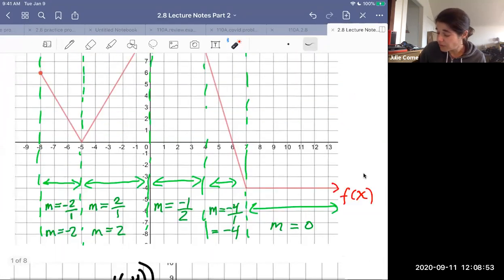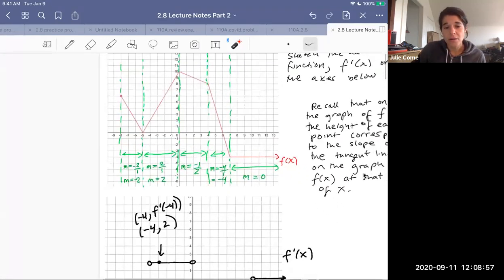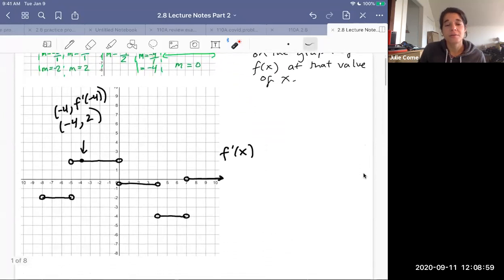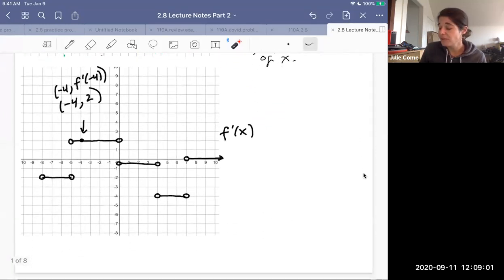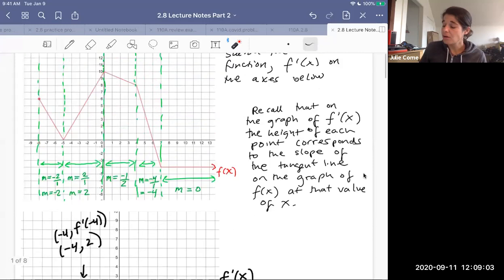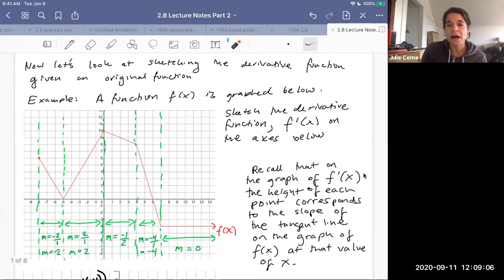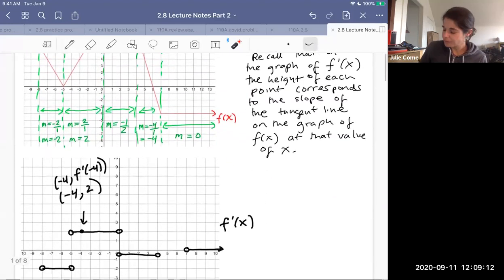And of course, we see that that in fact is the case. So in this one, we actually were able to get a pretty precise graph of our derivative because our original function was piecewise linear. That's not always going to be the case. Let's look at a few more examples.